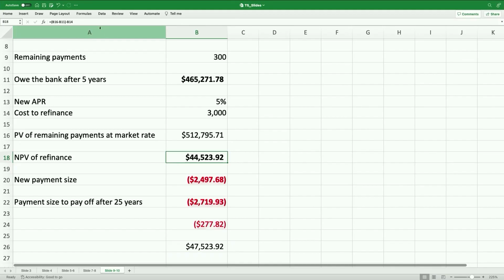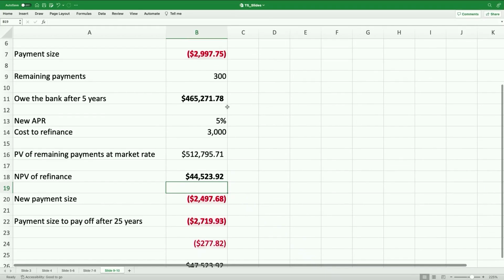Remember that? So if we get rid of the cost, that $3,000, this is exactly the benefit of refinancing. That difference in monthly payment discounted back over the 300 remaining payments. Now, in order to make the NPV of the decision, though, we had to subtract off the cost of $3,000. So that got us this $44,523.92. But the benefit of refinancing is this $47,523.92.